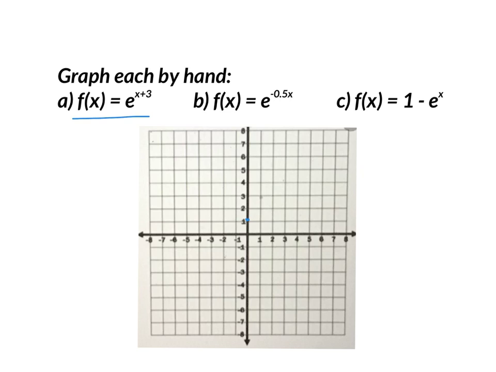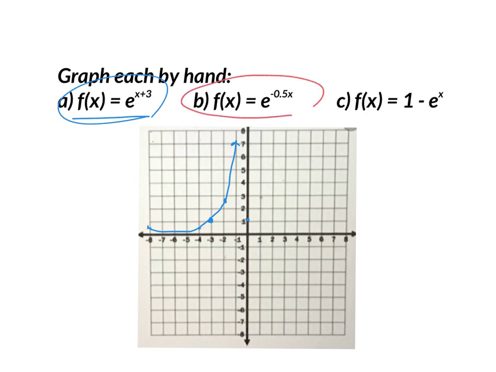Usually I'd have the point right there, but X plus 3 shifts it 3 to the left. So I'm going there. My next point over is going to be up 2.7 in there. The next one's going to be down here. And so my graph's going to look like that. So that's this first one right there in blue.